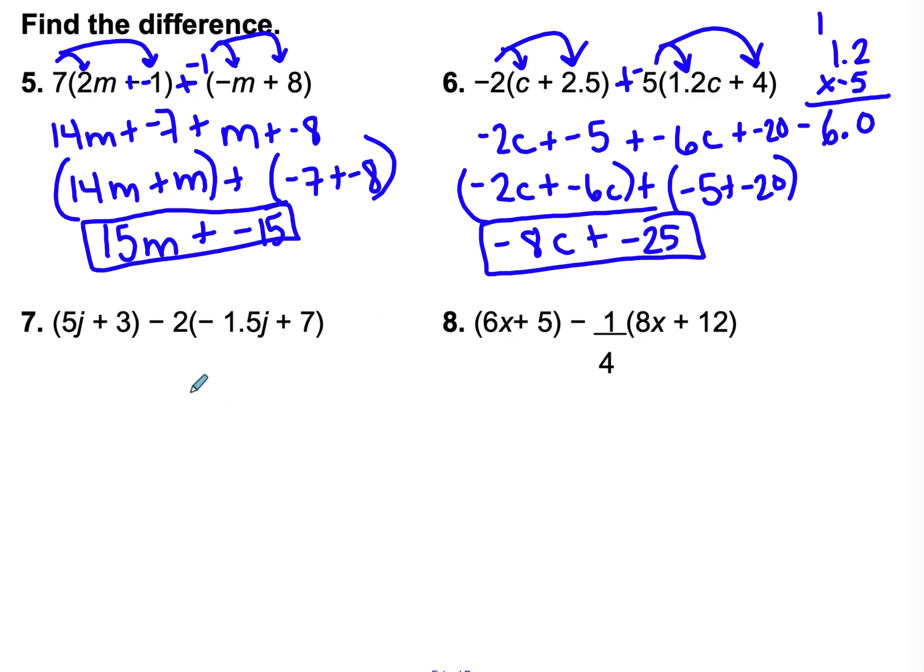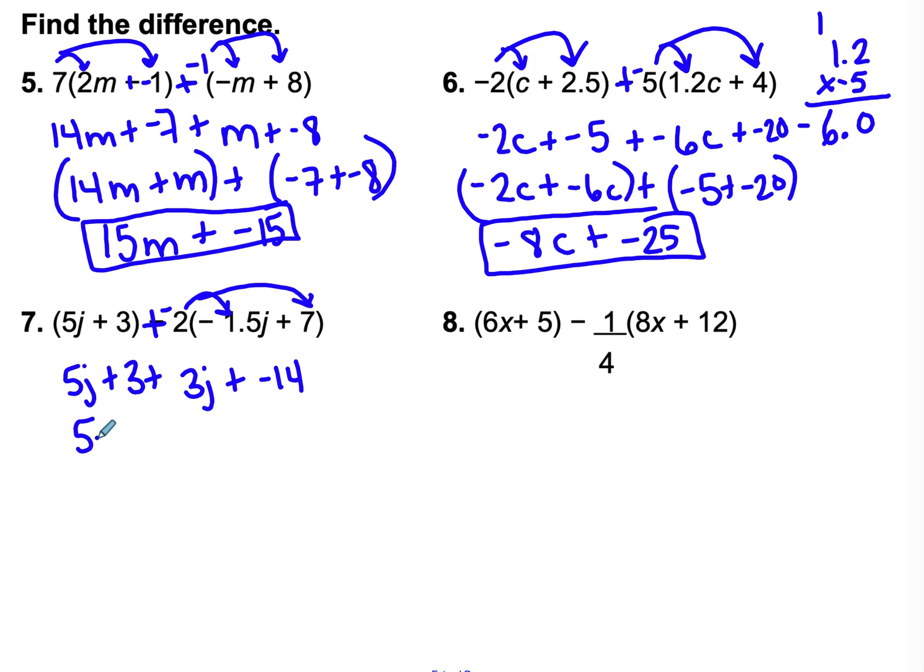Okay. 5j plus 3 minus the quantity 2 times negative 1.5j plus 7. Boom, boom, that's a negative 2 I'm multiplying with. Okay, so I have 5j plus 3. Negative 2 times negative 1.5 is a positive 3j. Plus negative 2 times 7 is negative 14.